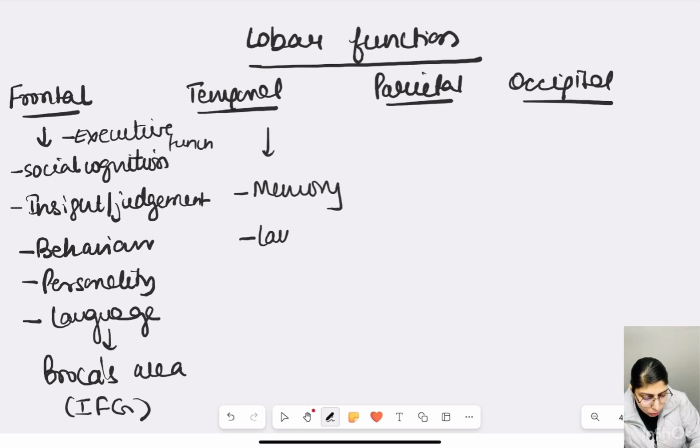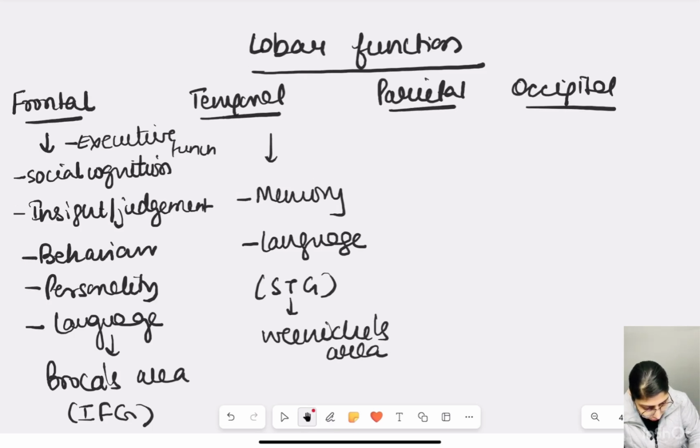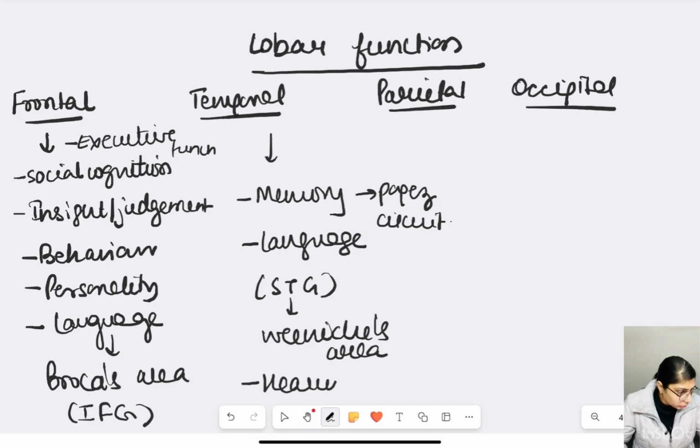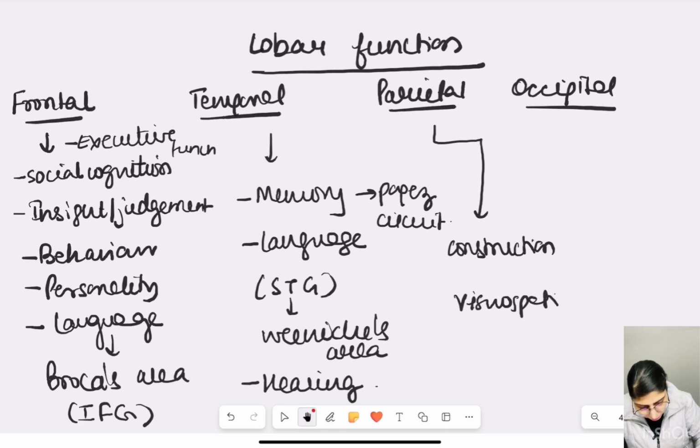Now temporal lobe is about memory. Temporal lobe is about language. Wernicke's area, superior temporal gyrus, Wernicke's area. Papez circuit, hippocampus. And again hearing. Right, so that is temporal lobe. Parietal lobe is about construction, is about the visual spatial orientation.